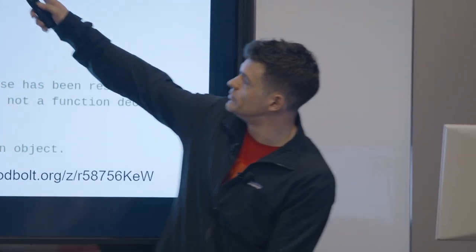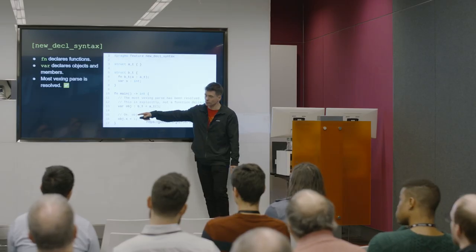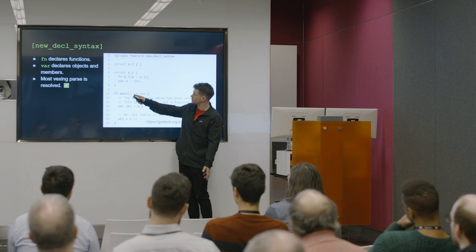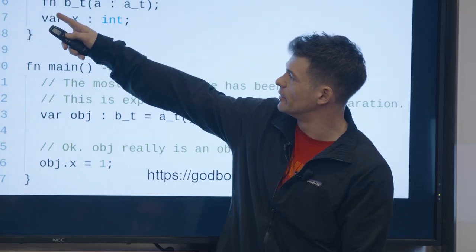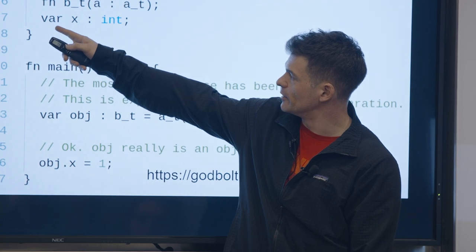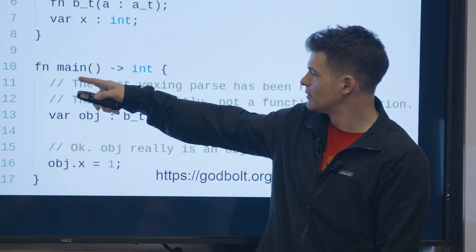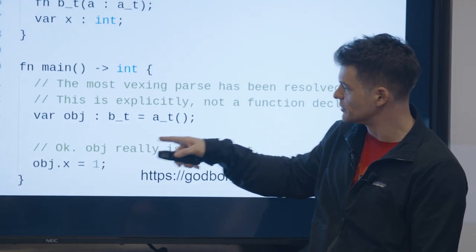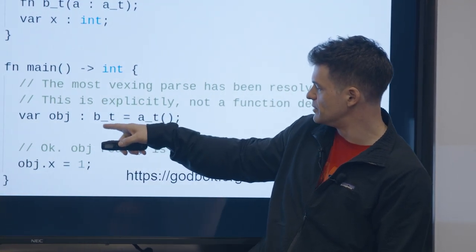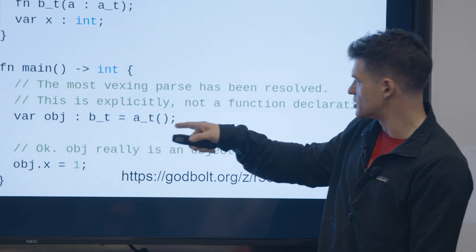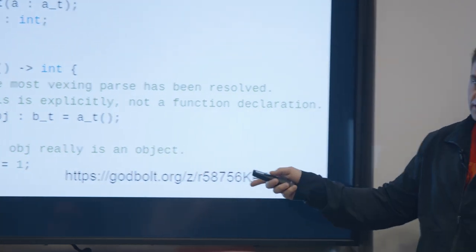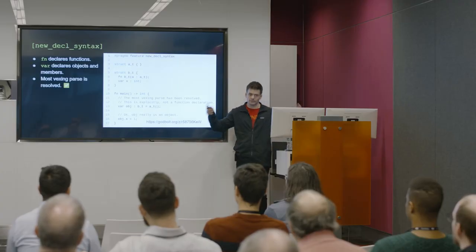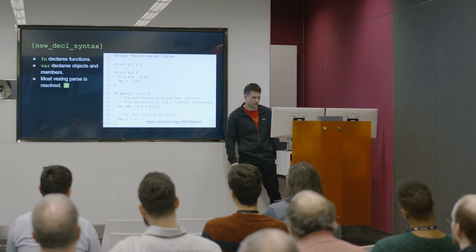So I can use the new decl syntax, and now we have this Rust style, more explicit, more verbose, but hopefully more legible way to declare things. So I'm declaring a function, I'm declaring a variable or a member, I'm declaring another function here, and here is my declaration that previously was a most vexing parse. Var object of type BT, and this is the initializer. This is explicitly a variable, not a function declaration. We've gotten through this horrific most vexing parse.